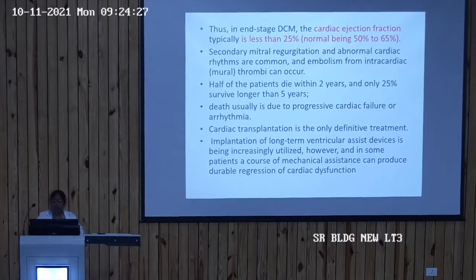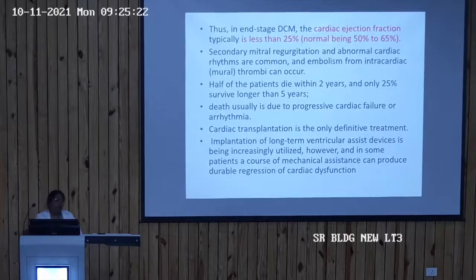Secondary mitral regurgitation and abnormal cardiac rhythms are common, and embolism can occur from the mural thrombi which develop due to stagnation of the blood in the ventricles. Half of the patients die within 2 years, and only 25% survive longer than 5 years. And what is the common cause of death? First is progressive cardiac failure, and secondly arrhythmias. Why arrhythmias?